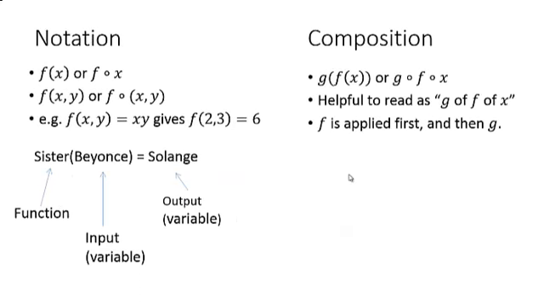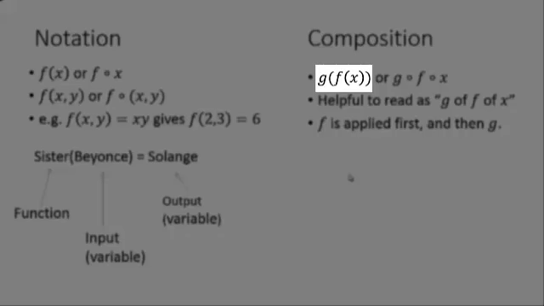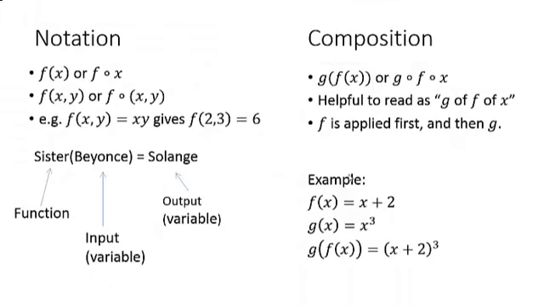The same notation can also be used for the composition of two functions. We write g of f of x, where function f is applied first. Here's an example.